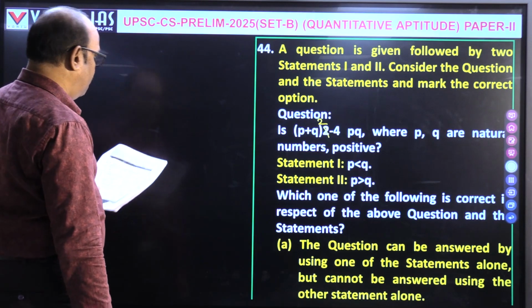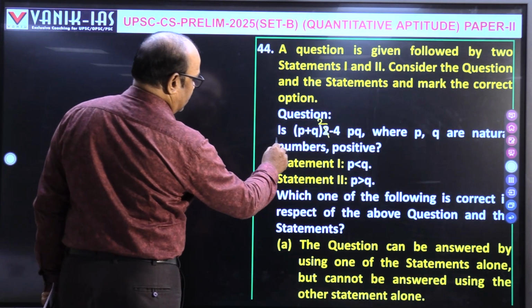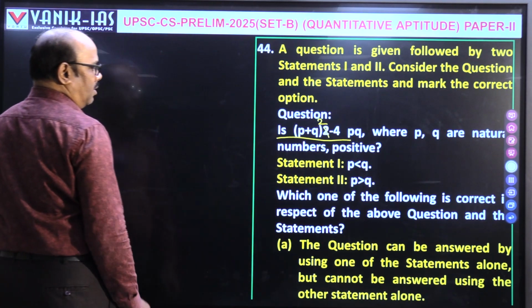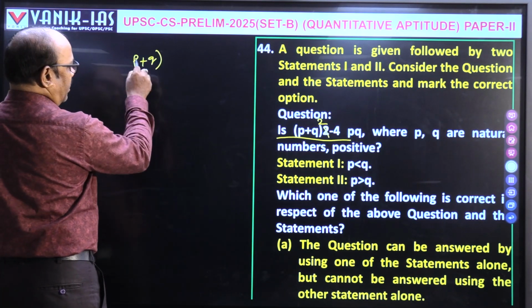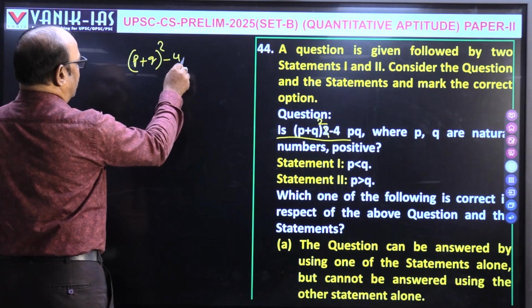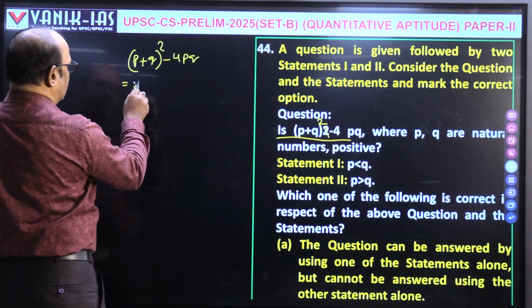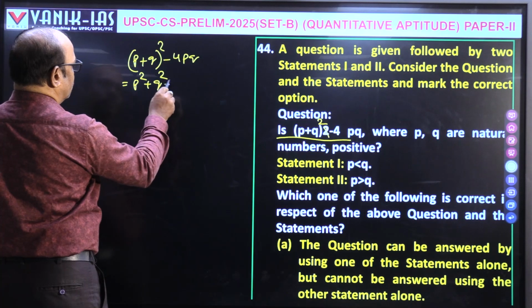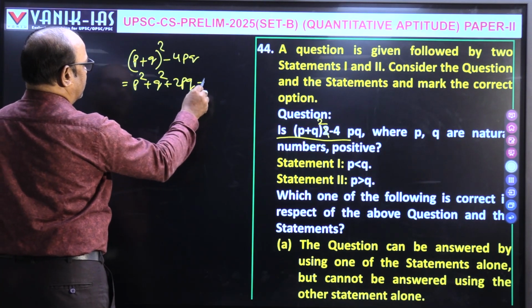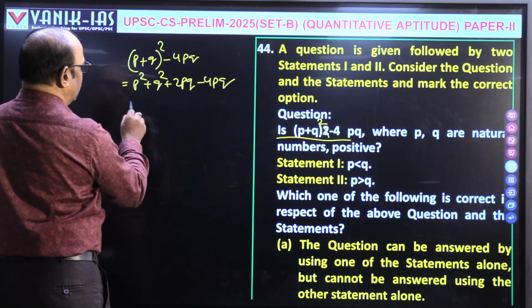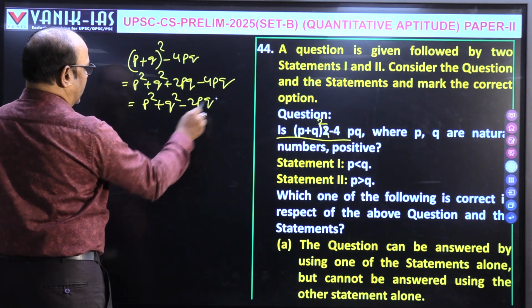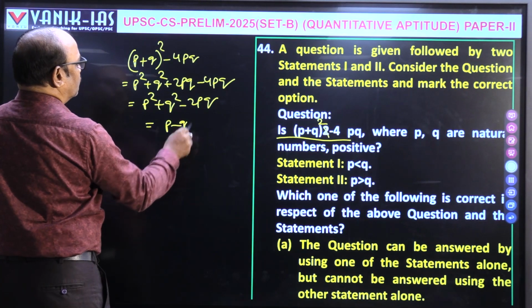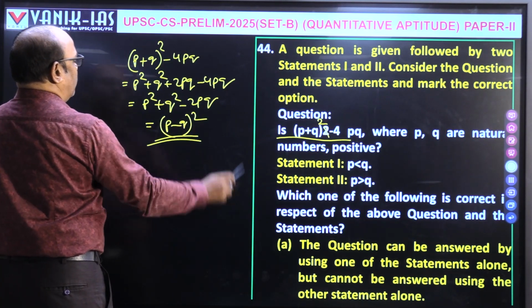Since P and Q are natural numbers, we will expand this: (P plus Q) whole square minus 4PQ becomes P square plus Q square plus 2PQ minus 4PQ, which is P square plus Q square minus 2PQ, and that is equal to (P minus Q) whole square. So it is a perfect square number.